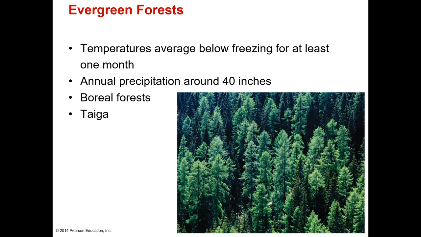And these trees do better in colder environments and drier environments. They keep their needles all year round. They don't drop them. That's hence the term evergreen. And in northern Canada, they're called boreal forests or evergreen forests. And in Russia, the similar climate is called the taiga. So these are huge land masses with lots of pine trees and coniferous trees.